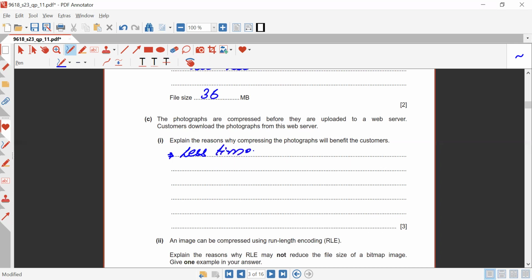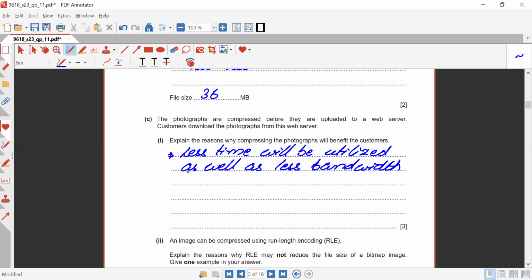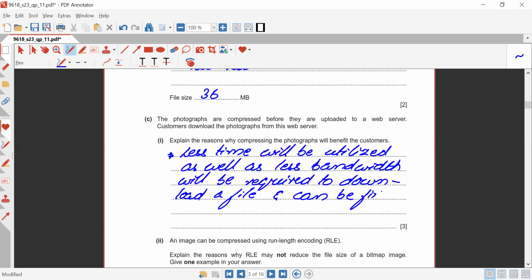Less time will be utilized as well as less bandwidth will be required to download a file and can be fixed in a limited space as well. So this could be the 3 points, or these could be the three benefits over here.